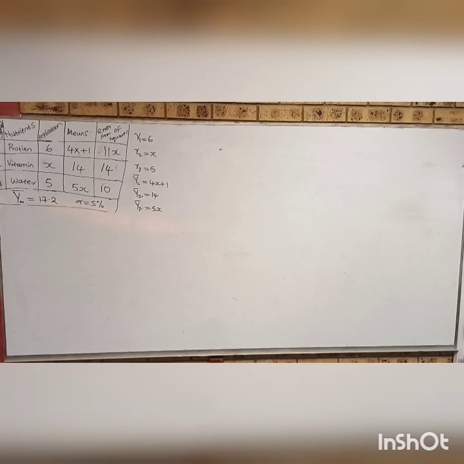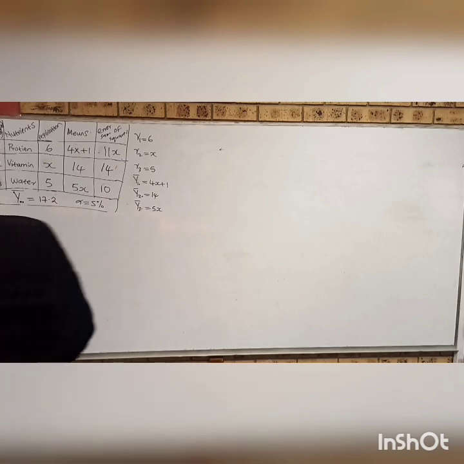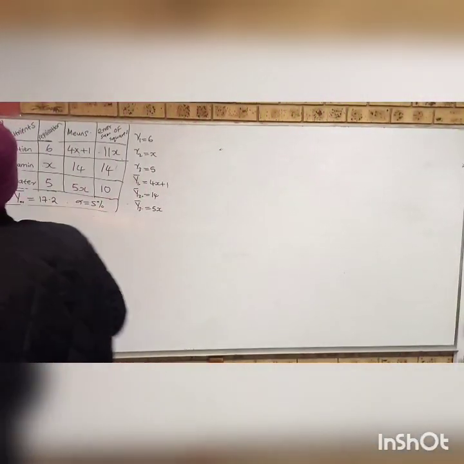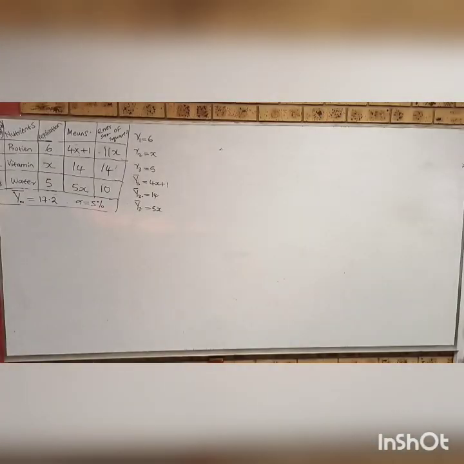This is the given information. We are given the grand mean, which is 17.2, alpha, which is 5%. We are given the nutrients as our experimental unit. So we have our treatments: protein, vitamin, and water. Each has replications. We are given R1, the replication for protein, is 6. R2, the replication for vitamin, is x. It's unknown. For water it's 5.